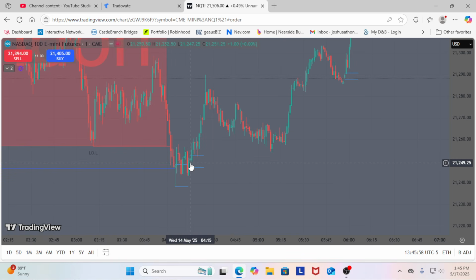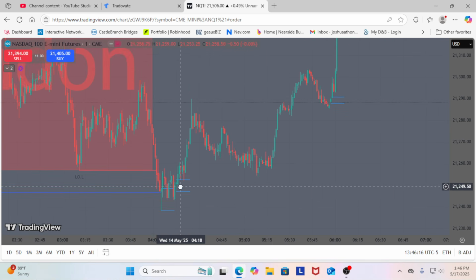Where do I want to go? I want a 20-point scalp. So let's just say, if I get in right here at the price of 255, I'm looking for 275. And there it is. There's my 20-point scalp, just based off of the fact that demand got printed.